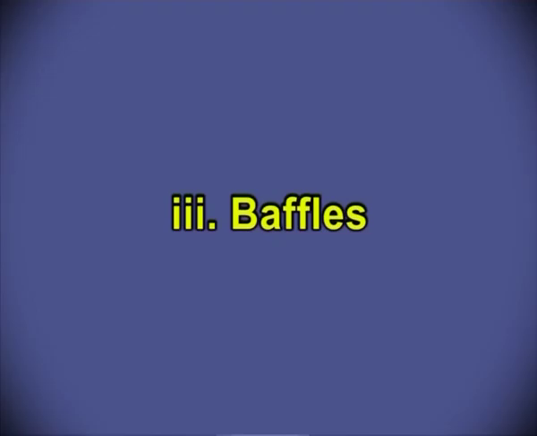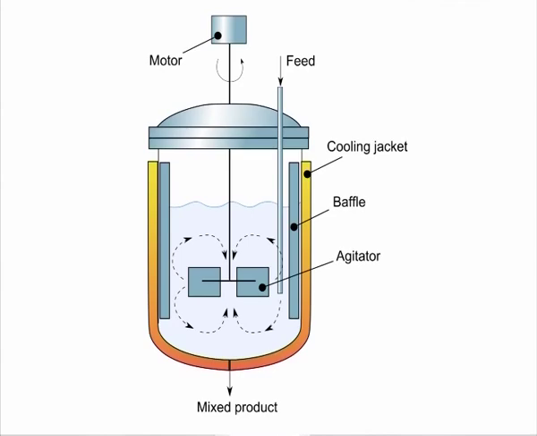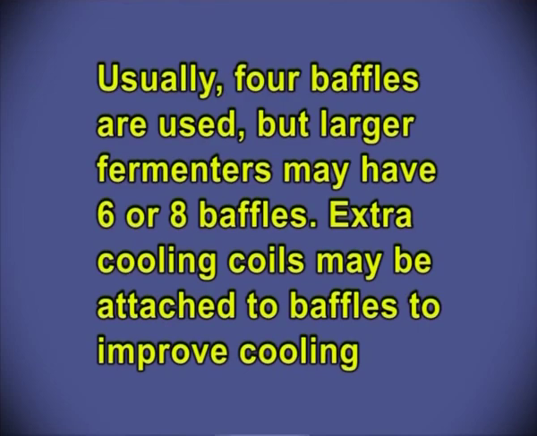Third one, baffles. Baffles are metal strips roughly 1/10 of the vessel diameter and attached radially to the fermenter wall. They are normally used in fermenters having agitators to prevent vortex formation and to improve aeration efficiency. Usually 4 baffles are used, but larger fermenters may have 6 to 8 baffles. Extra cooling coils may be attached to baffles to improve cooling.